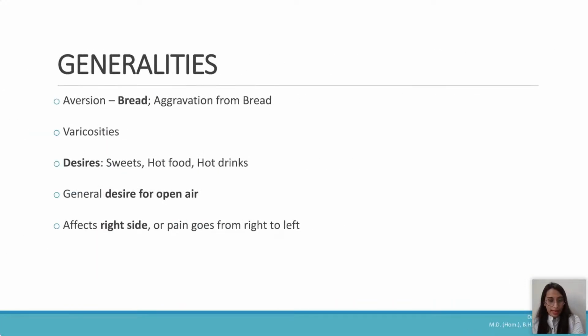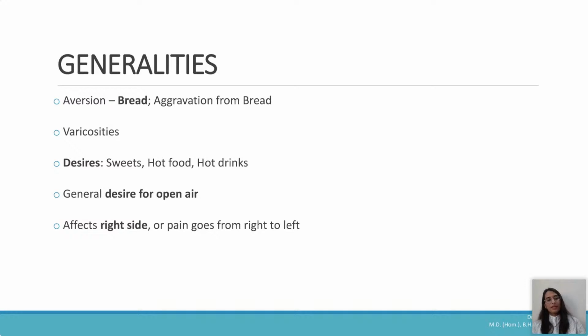We continue with the generalities. Now, bread. In this modern day, we see a lot of people having problems with bread. They have an aversion to bread. They don't like bread. And also, if they eat bread, there is a lot of aggravation, obviously, of the stomach or of the gastrointestinal system. So, aversion to bread and aggravation from bread are important symptoms.